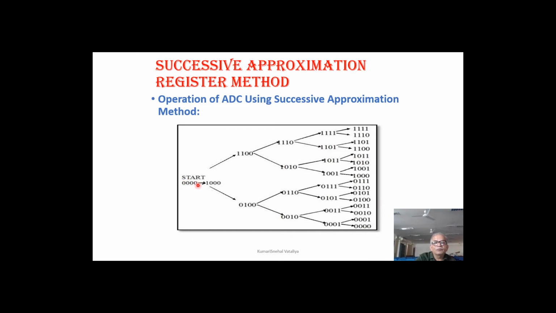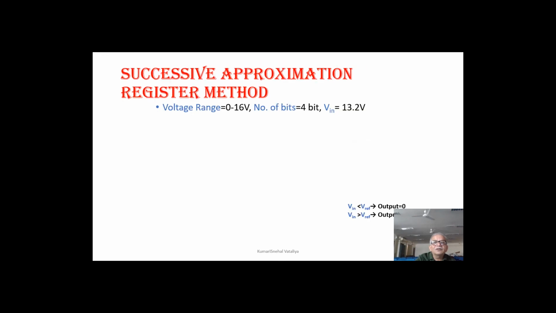So first bit, most significant bit, one pulse, second pulse, third pulse, and fourth pulse. Within 4 pulses, you have come to the output instead of 16 pulses. So you have reduced the number of comparisons. You have made the system faster. Now for 4 bits, it looks a little simple, not much advantage. But when you have a larger number of bits, it looks more advantageous. You will see that shortly.